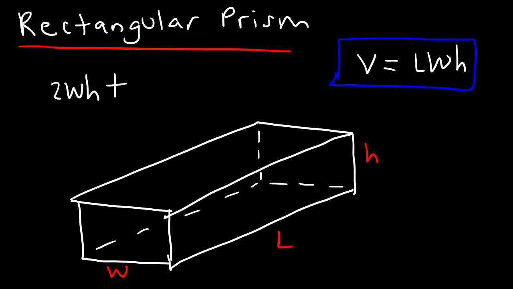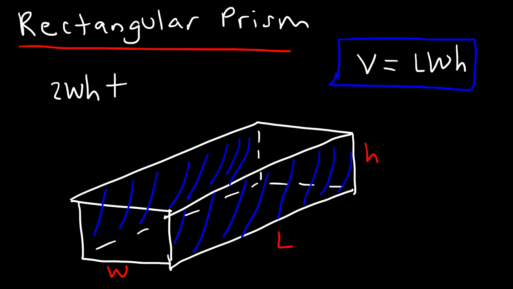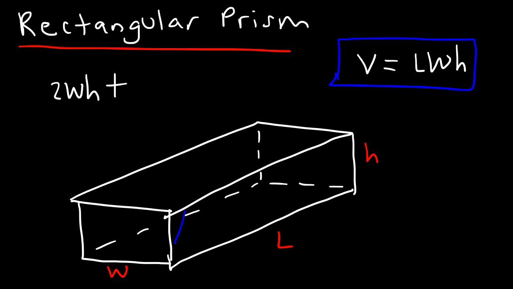Now let's calculate the area of the sides. So let's say the front side and the back side, or the side on the left. So notice that it has the length L and the height h. So the area of those 2 sides is going to be LH but times 2, or 2LH.